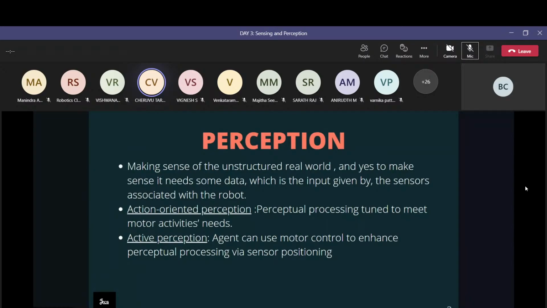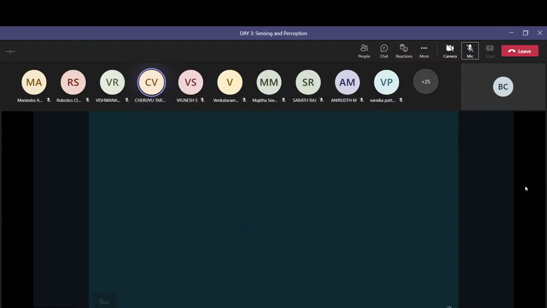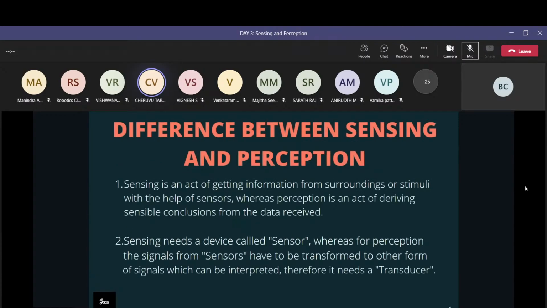You can change the position of sensors and then identify different changes in the environment, enhance your perceptual processing, and give a more appropriate reaction to those changes. That's active perception. You don't depend on one position of a sensor; your sensor keeps changing its position, identifies various changes around its environment, takes all the inputs, processes and perceives them, and then gives you an appropriate reaction. That's an active sensor.